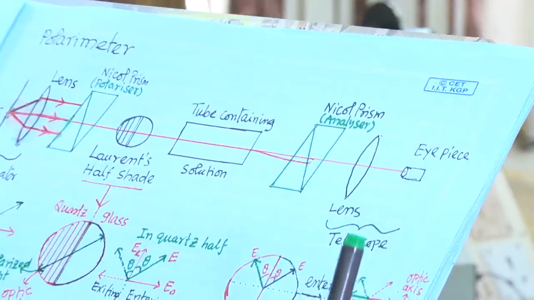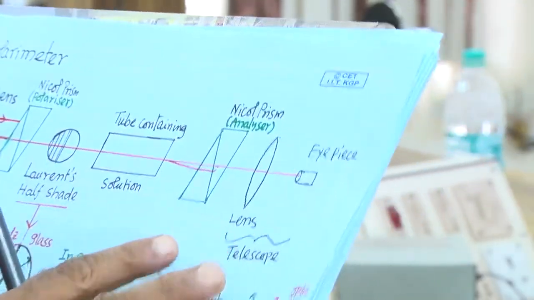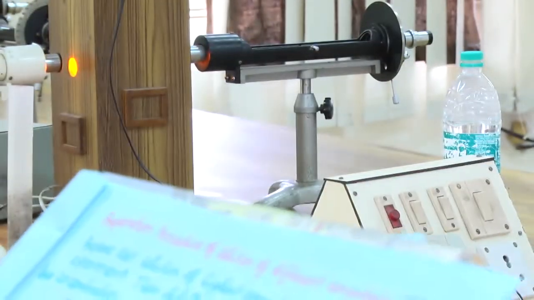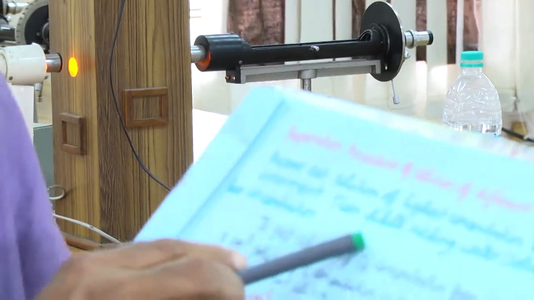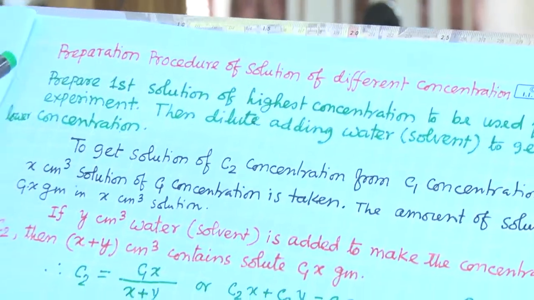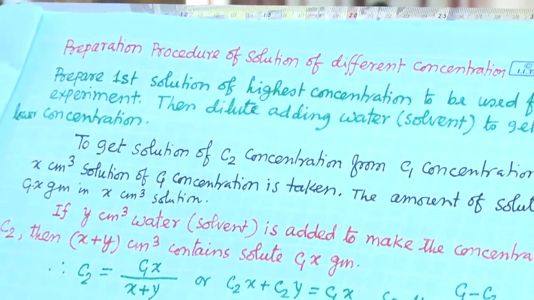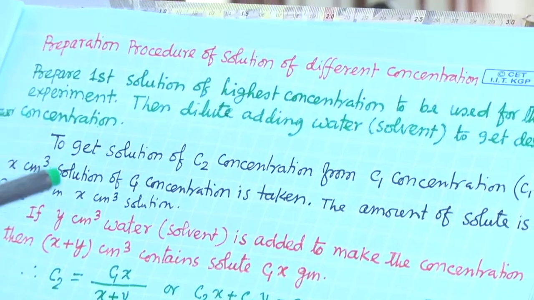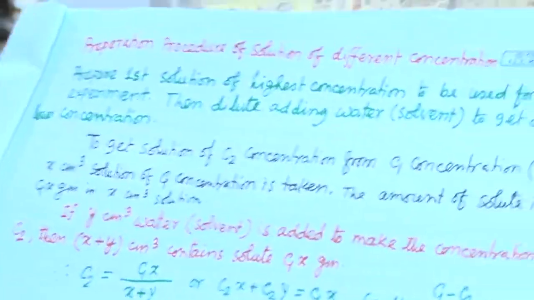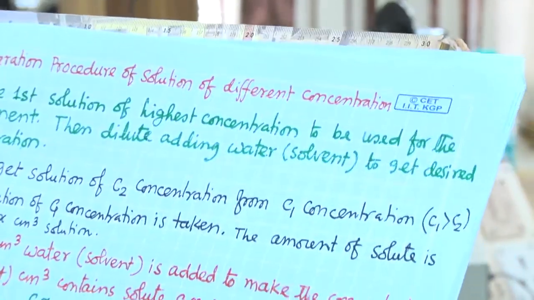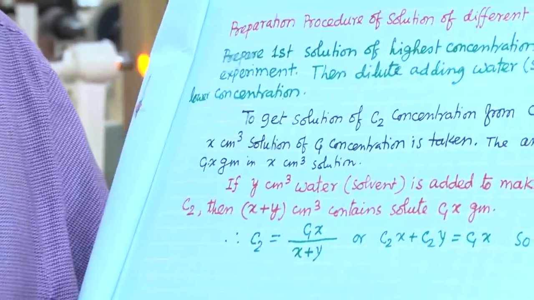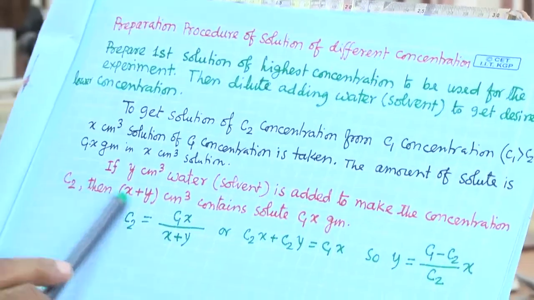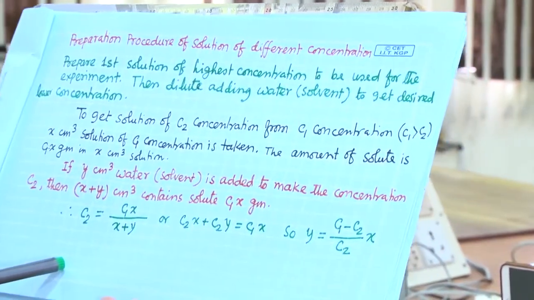Then basically that is the experiment we have to do, and for that procedure we have to follow one method to prepare the solution. Initially, as I told, the solution of highest concentration will be prepared, say 20% or 15%, say 20%. Now we will dilute this solution to get the lower concentrations. That is the calculation I have shown here.